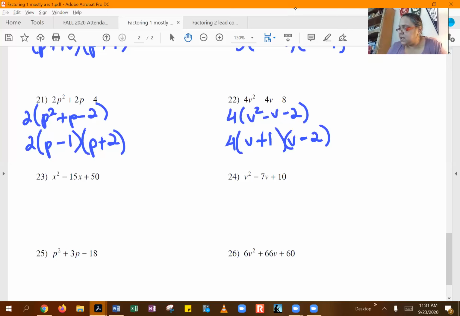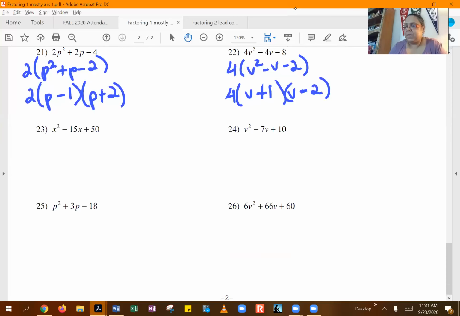Let's see, 23 would be again room 2. So Katie, what did you do on that one? I got x minus 5 and then x minus 10. X minus 5, and you said x minus 10. So when we multiply the two numbers, we get +50. That's good. And adding them gives us -15. All right, very nice. Good job. If you have any questions, just let me know. For 24, how about Maya from group 1?